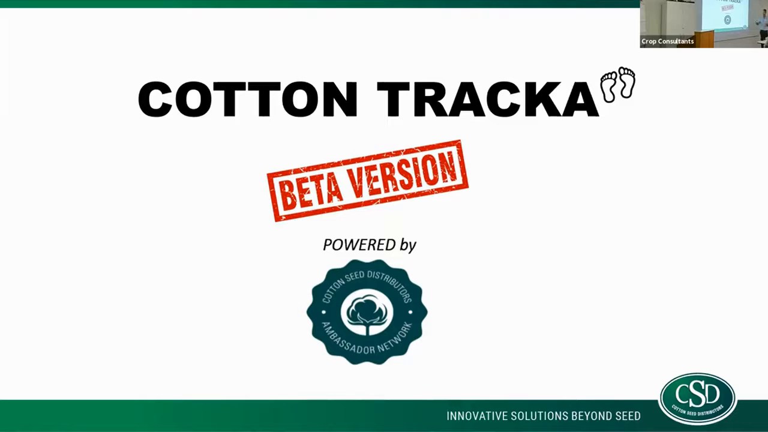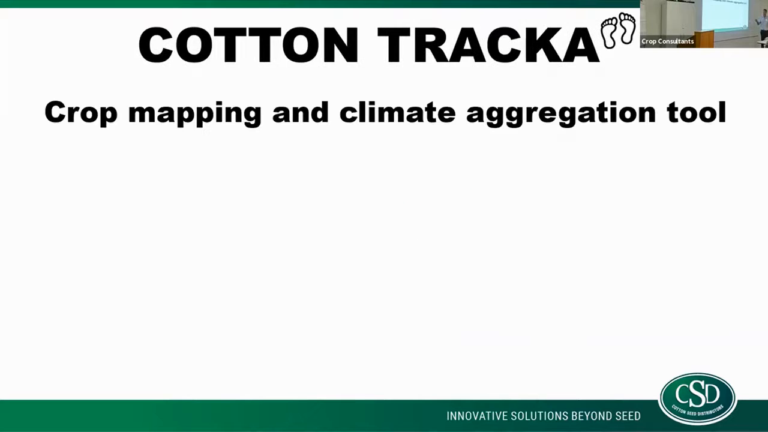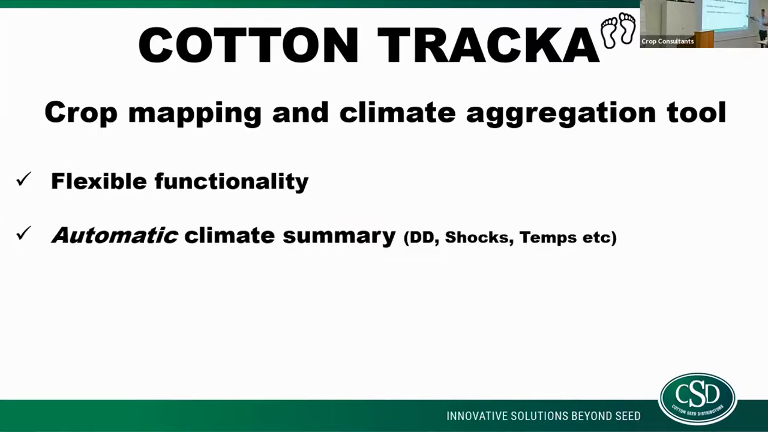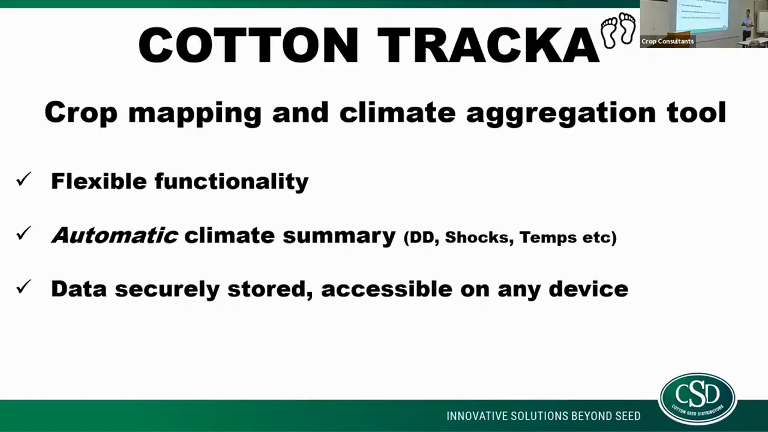But with Cotton Tracker, we're intending to incorporate information or crop metrics from the field, and also to aggregate some climate data as well. So it's going to be very flexible, and I'll walk you through some screenshots. I think one of the real keys will be the automatic climate summary that it does. It's going to be collating data grid information and climate information as you go. So if anyone in the room is used to sitting down going through some data grid calculations, we anticipate the Cotton Tracker will do that on the fly. Data will be securely stored, accessible on any device with an internet connection.